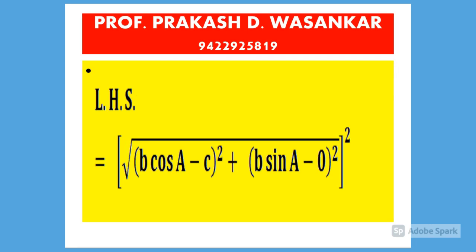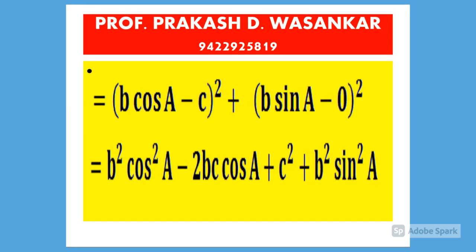The coordinate of vertex B is (c, 0) and the coordinate of C is (b cos A, b sin A). So by using the distance formula, the left hand side is equal to, in brackets, under root, (b cos A minus c) whole square plus (b sin A minus 0) whole square, bracket square. Then the square and root cancel, so we get the left hand side equal to (b cos A minus c) whole square plus (b sin A minus 0) whole square.